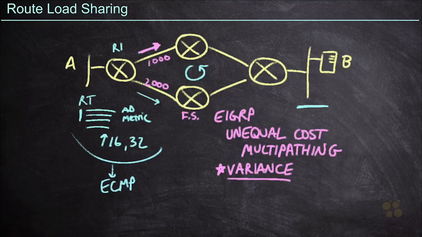And effectively what we're going to do is load balance, but from an unequal cost perspective. So ideally, if everything works out well, we're going to be sending 2 packets out the top link for every packet that we send out the bottom link. And that's because the primary link is roughly twice as good as the secondary connection.